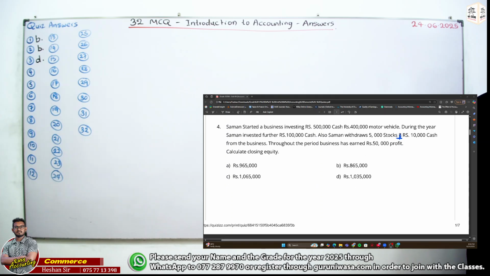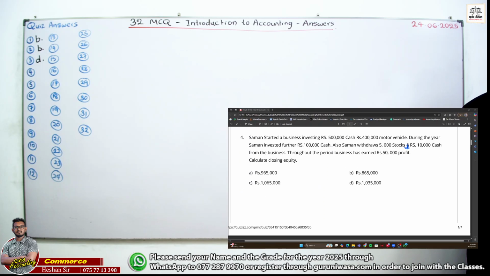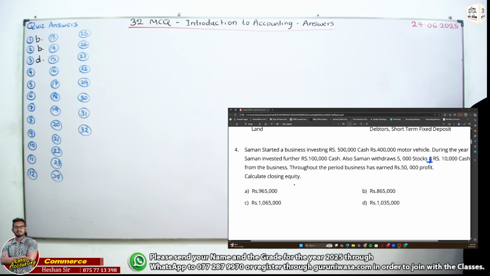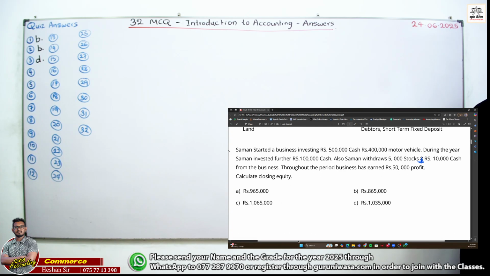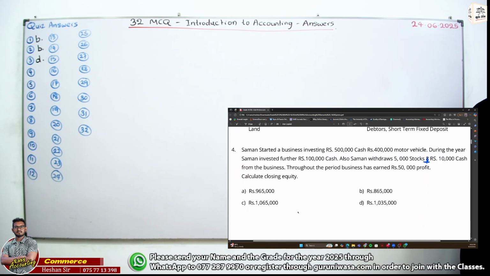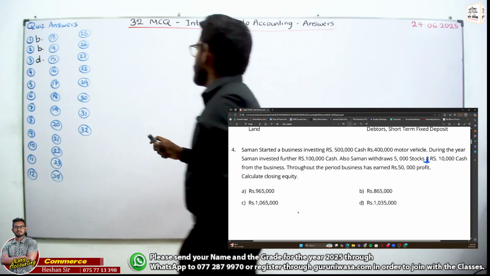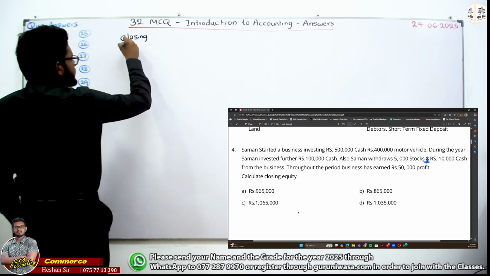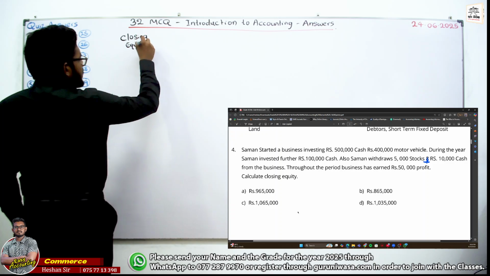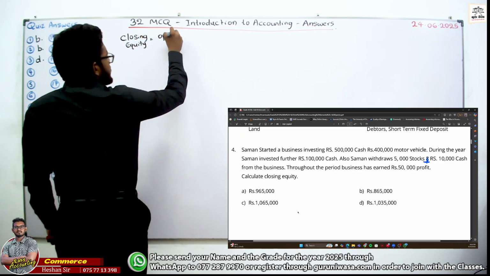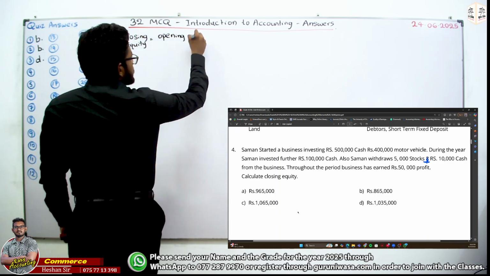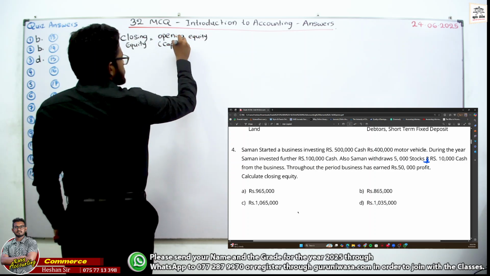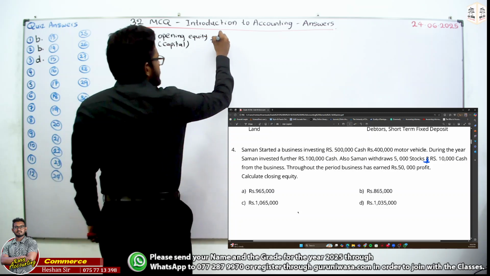Let's see. So I'm going to calculate it. Now you know I told you how we calculate closing equity. Opening equity, in another word, we call it what? Capital. Can you remember, guys? To that we add additional capital.